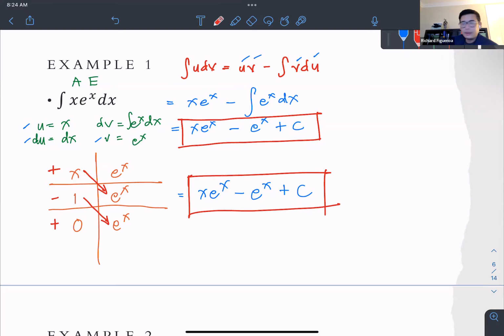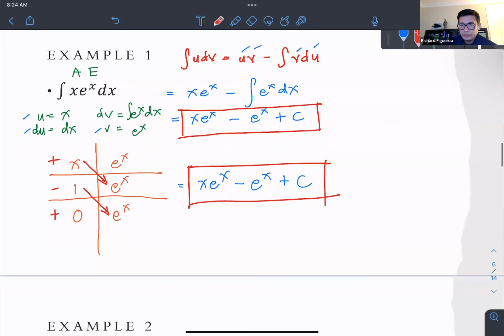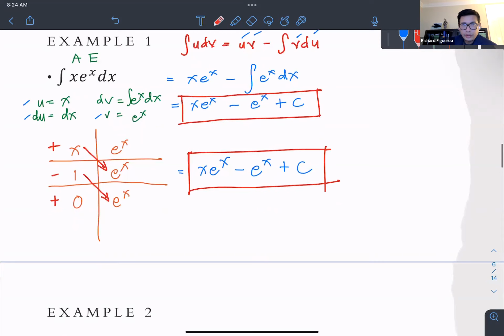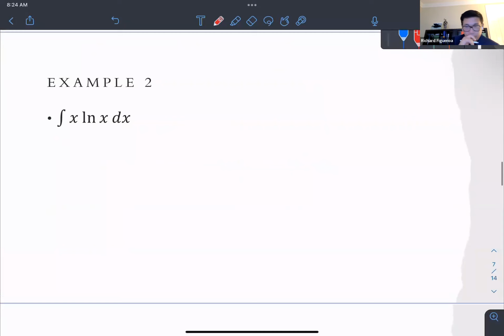So we're okay with this? So we'll proceed with example number 2. So let's say we have X ln X. So again, X is algebraic, ln X it is logarithmic. So which will be our U?